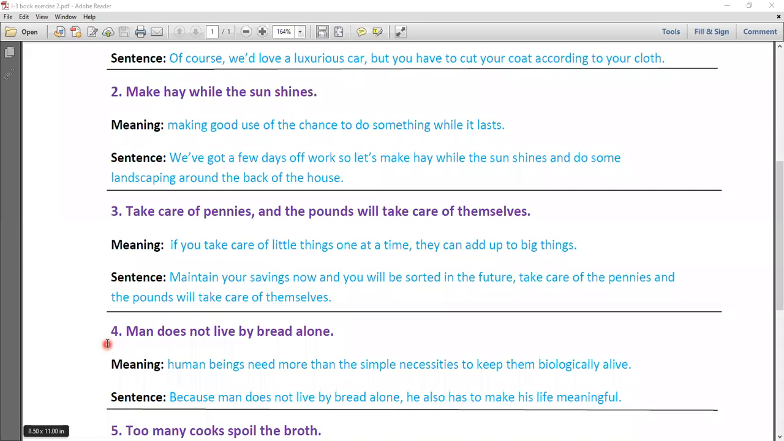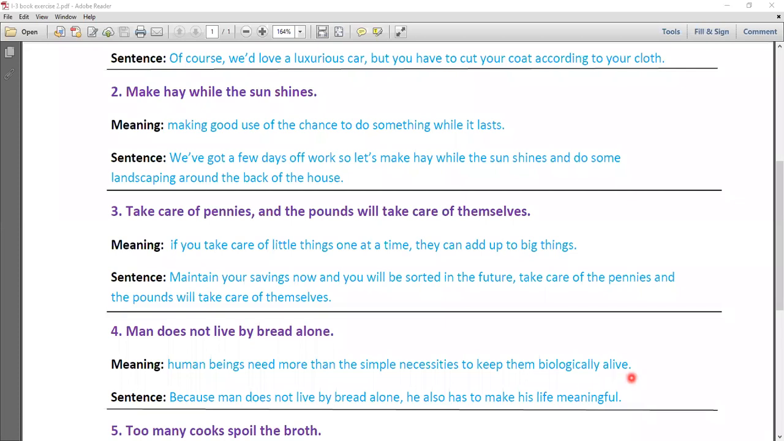Now here people need more things. It means people need more things. Only bread पर तो हम survive नहीं कर सकते. So इसका meaning क्या बताएगी? It is only a proverb. Then it means that people need more things to live, to survive, not only bread. Okay, so human beings need more than the simple necessities to keep them biologically alive.